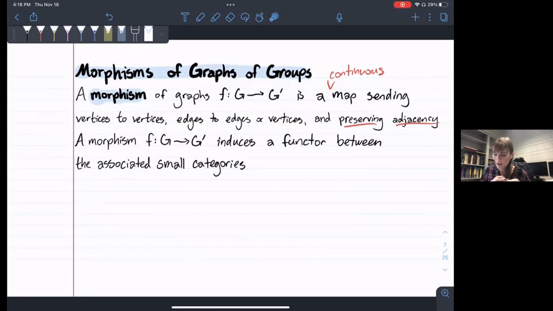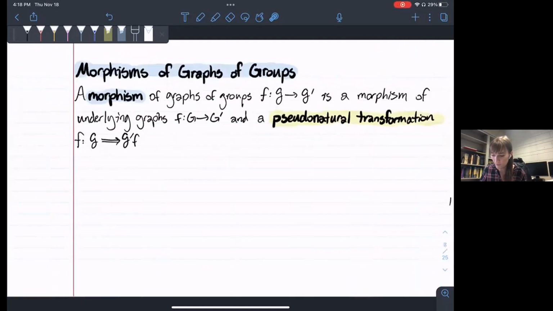And a morphism induces a functor between the associated small categories, hopefully in the evident way. The edge objects get mapped to the edge objects or vertex objects that they get mapped to, and the arrows get mapped where they get mapped. Okay, fine. So that's a morphism of graphs. What's a morphism of graphs of groups?